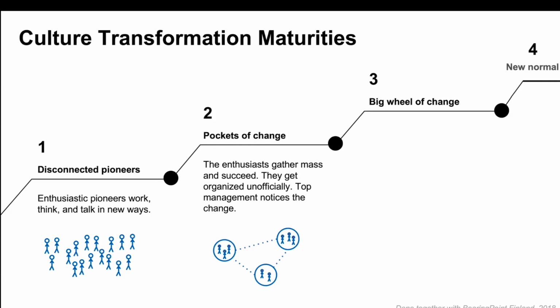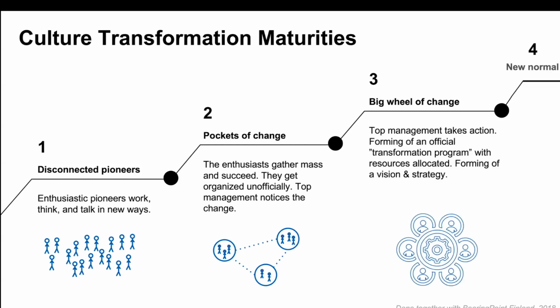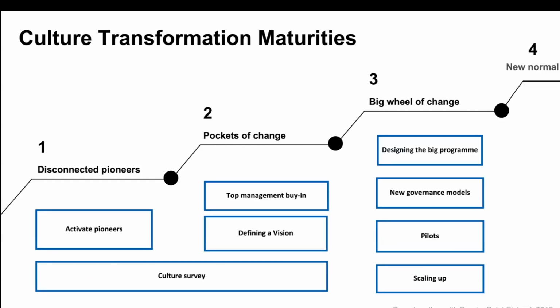And then there's a jump into the next level that you can identify, where these people actually get together, unofficially. They maybe start doing things, exchanging information and tools, and sharing information. And top management starts acknowledging this. We call these pockets of change. So it's not just individuals anymore, but you can see, hey, there's something going on in the organization. And then when top management has recognized this, the big wheel of change starts. It goes like, hey, this is exactly what we're looking for. Let's align this with our vision and strategy, and let's start a change program. Let's assign a leader to this, allocate resources, and have a vision for it. And the big wheel starts turning, that we're actually going to change the whole company culture. And then somewhere there is the new normal.